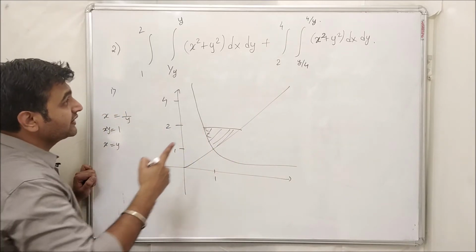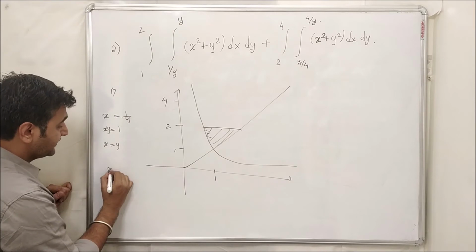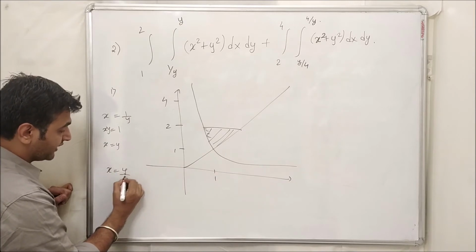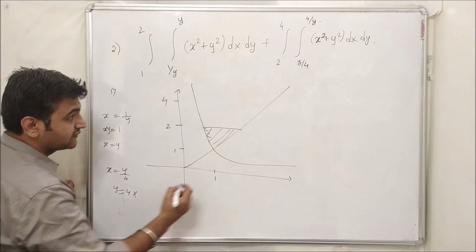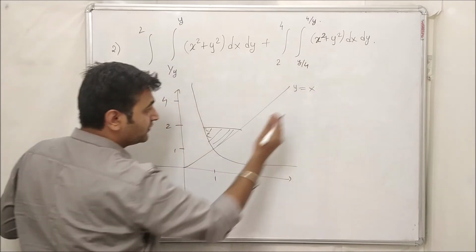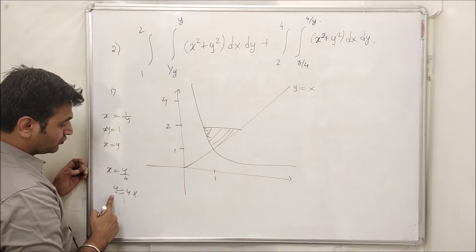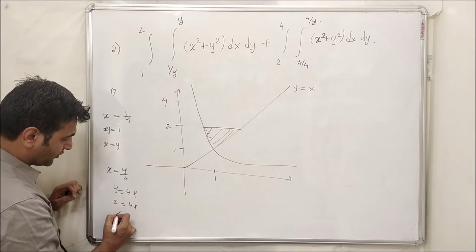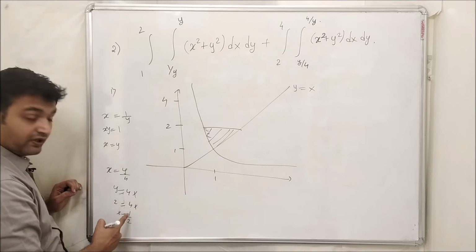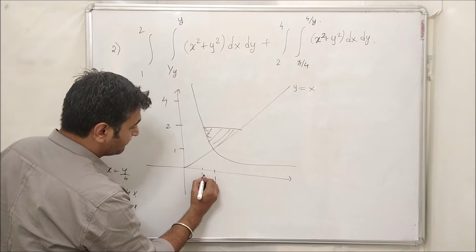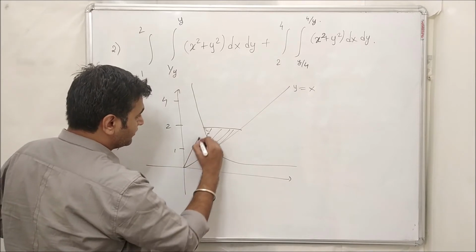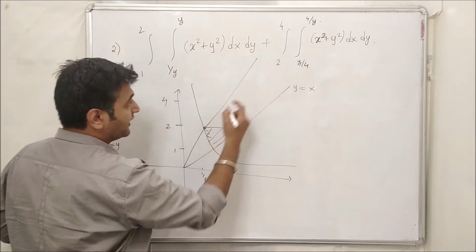For the second part, it is starting with x equal to y by 4. That means y equal to 4x. So this was the y equal to x line. Obviously y equal to 4x, the slope is higher. So when your y is 2, your 4x, so x is how much? Your x is 1 by 2, right? So here it has to be somewhere at 1 by 2. And yeah, this is your y equal to 4x.